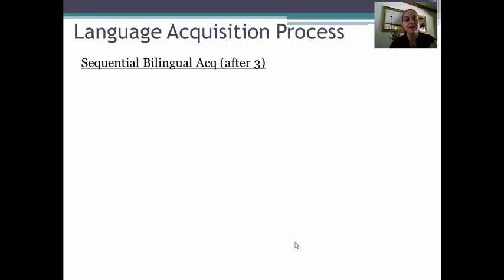Okay, so let's talk about then the language development process of a child or a student who learns an additional language after the age of 3. Again, we consider these sequential bilinguals as different to simultaneous bilinguals because researchers believe that around the age of 3, children have developed a substantial foundation in that first language that they've learned, right?